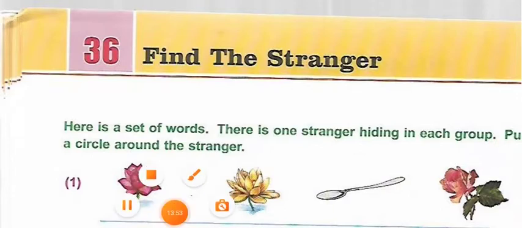Find the stranger. Over here, you have to circle the stranger one. So, number one, see two flowers. Two flowers are there and only one spoon. So, children, which is the odd one? Spoon. Okay. Now, coming to the next.